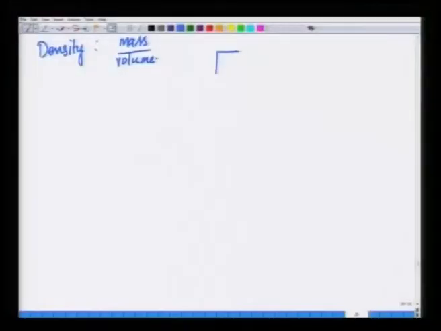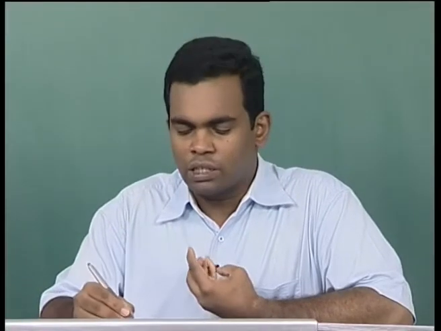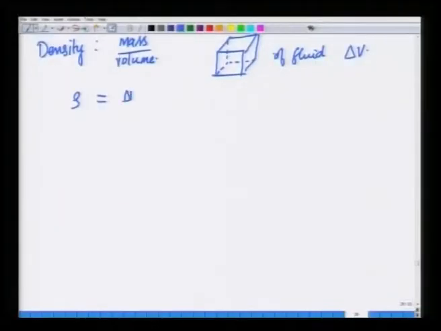Let us first consider a simple quantity such as density. Density of a fluid is simply mass per unit volume. The way you will characterize density is by taking a volume. For simplicity, let me take a cubic volume. I will take a cube of fluid with a volume delta V. Once I take this volume, I will measure the mass. So, density rho is defined as delta m by delta V. This is the general definition.